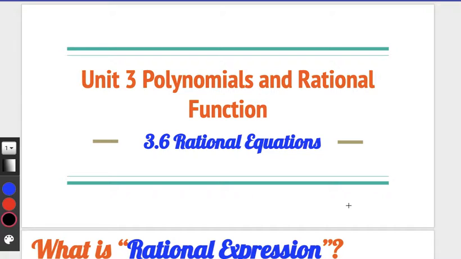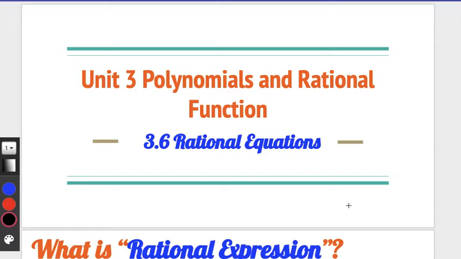Today we are going to talk about the last topic of this unit, and this time we are going to talk about rational equations. Whenever you see the word equation, you probably think we are going to solve it. Yes, we are going to learn a new strategy to solve this kind of equation. But before we start solving, you may wonder what a rational equation is?